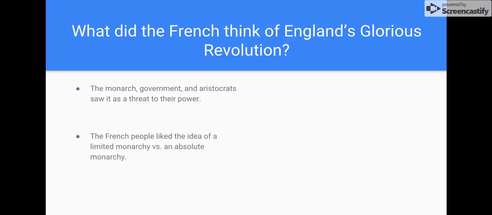The French people liked the idea of a limited monarchy versus an absolute monarchy. The citizens of France liked this idea because it gave them some of the power back, instead of having all of the power vested in one person.